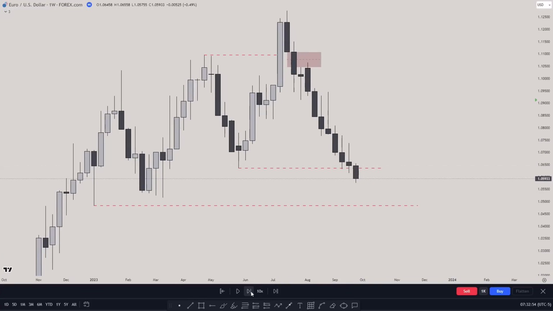So this level is still not valid. And we don't have any fair value gap here to go to the upside. We have no fair value gaps here to continue lower. So I think for now, we're just going to be going lower.